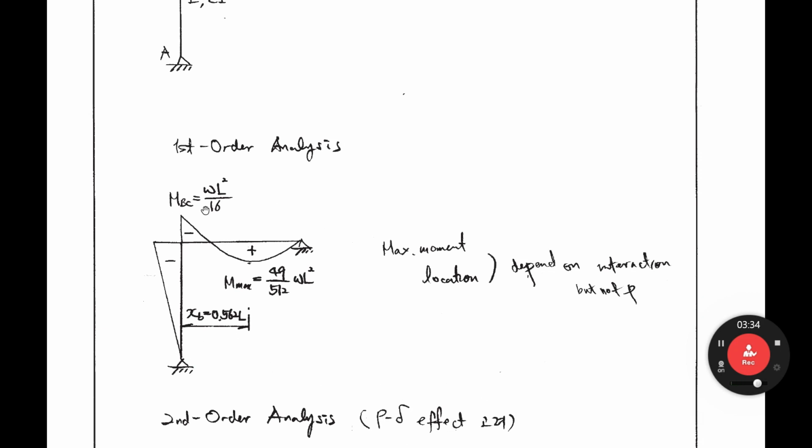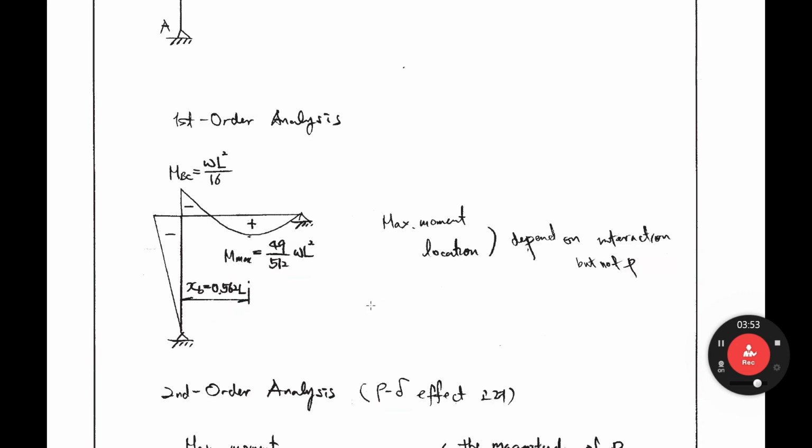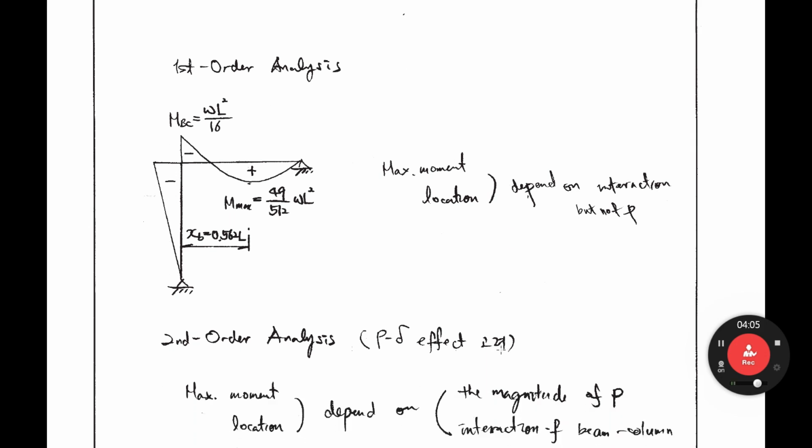As you see, it is the braced frame, right? There is no lateral displacement due to right hand side of the beam is hinged, right? No lateral displacement. So we only have P small delta effect due to member curvature, okay? Member deflection. P small delta effect should be considered.